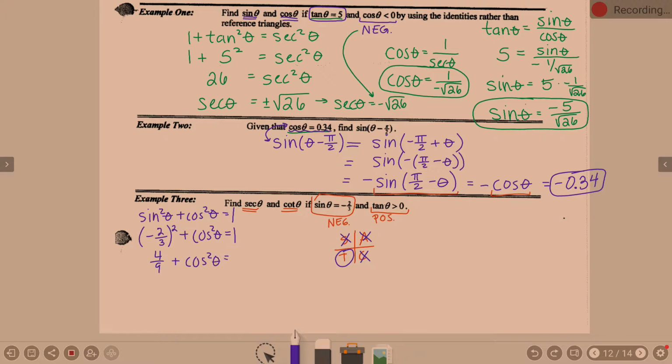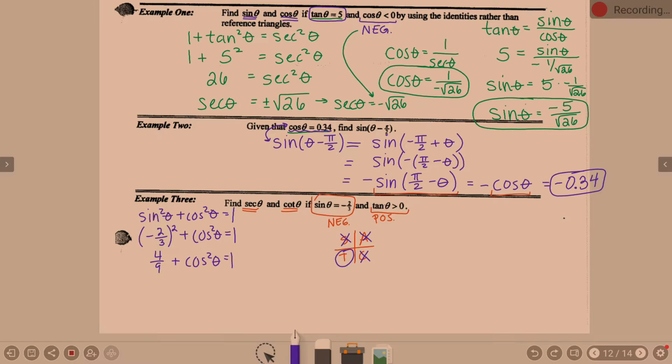2 times 2 is 2, 3 times 3. Oh my gosh. Did I just say 2 times 2 is 2? Yeah. 2 times 2 is 4. 3 times 3 is 9. A negative times a negative is a positive. Positive 4/9 plus cosine squared equals 1.